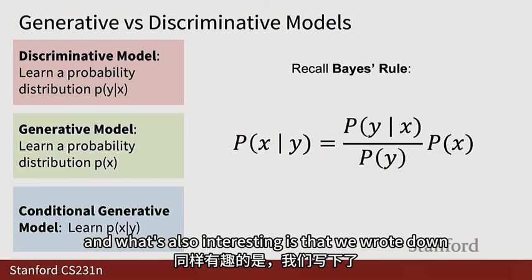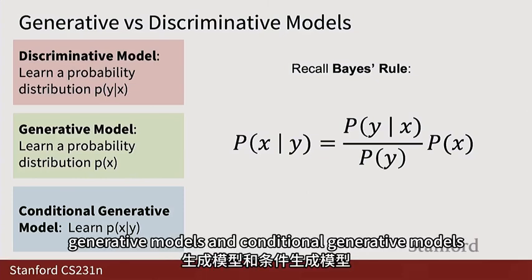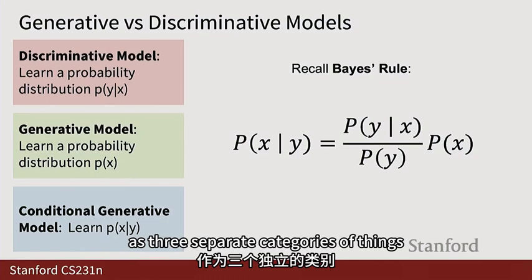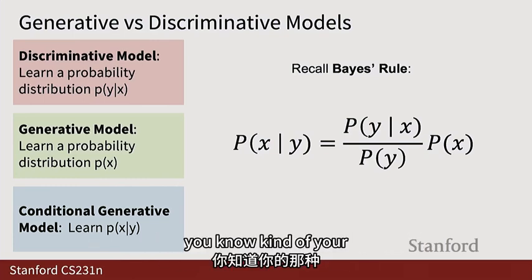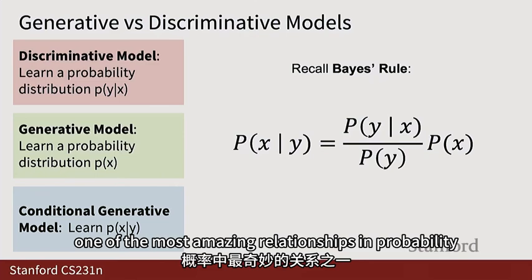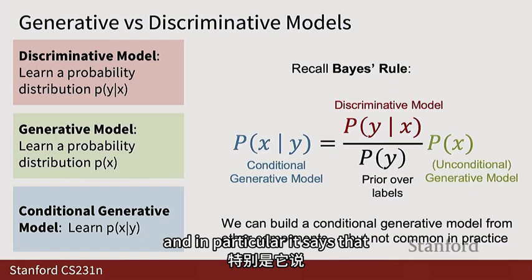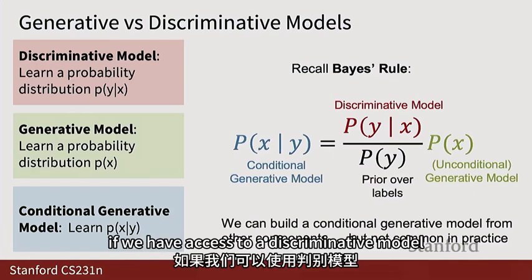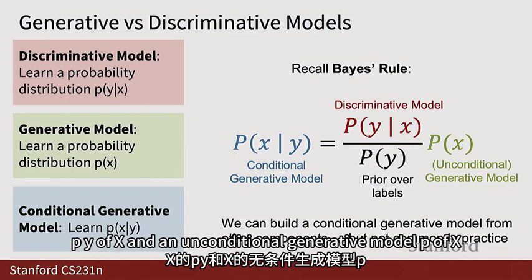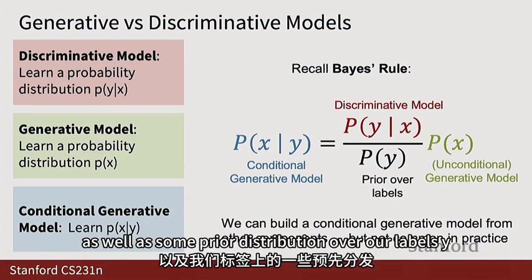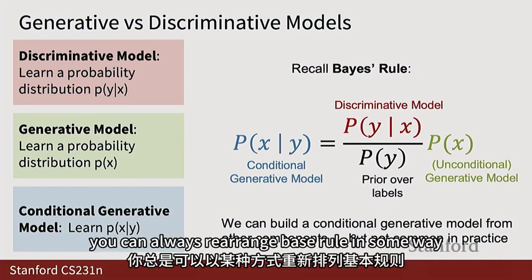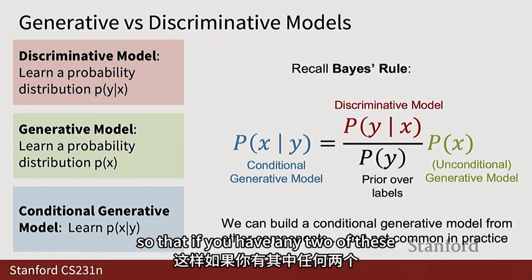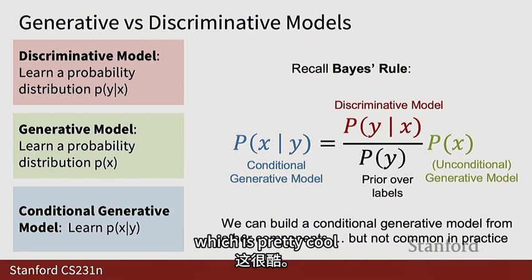What's also interesting is that we wrote down discriminative models, generative models, and conditional generative models as three separate categories of things, but actually they're all related. They're related through Bayes' rule, which is one of the most amazing relationships in probability. In particular, it says that if we have access to a discriminative model, P of Y given X, and an unconditional generative model, P of X, as well as some prior distribution over our labels Y, we can compose those to build a conditional generative model. In general, you can always rearrange Bayes' rule so that if you have any two of these, you can always get the third one, which is pretty cool.